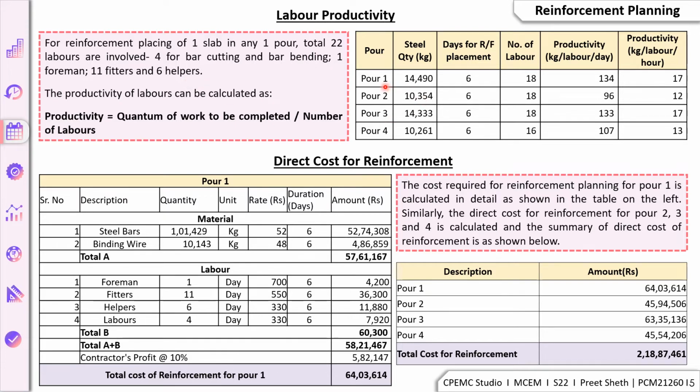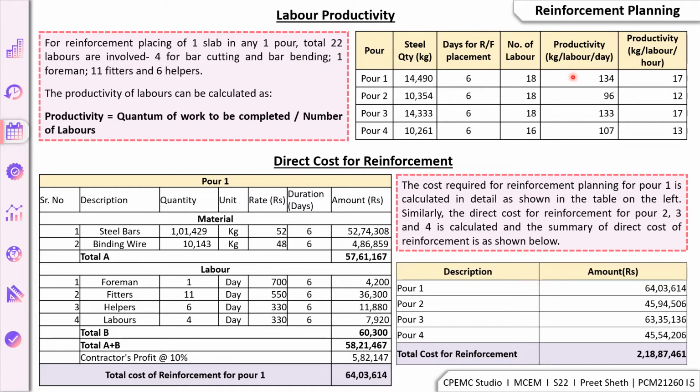So let's take an example of pour 1 ground floor slab. The total steel required is 14,419 kgs. Then the days required for reinforcement placement are 6, and here out of the 22 labors, 4 are for bar cutting and bending, so a total of 18 labors would be there for placing reinforcement.